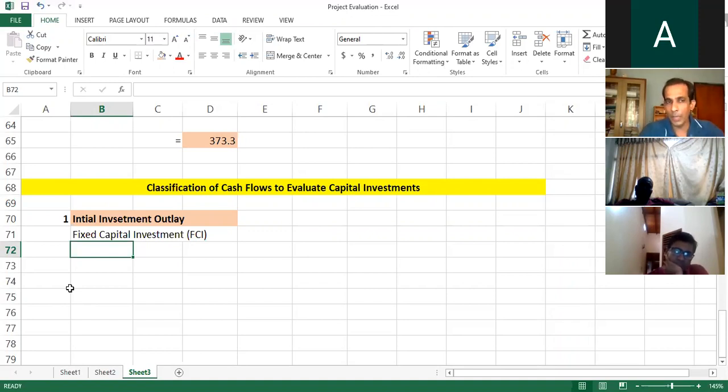So in addition to the fixed capital investment, what are the other standard cash flows we can see in this category?